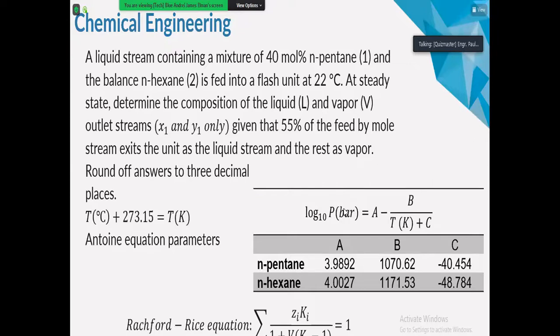Ang difference nito yung units. Ano? This is in bar and in Kelvin, syempre. You use this Antoine's equation. Parameters.